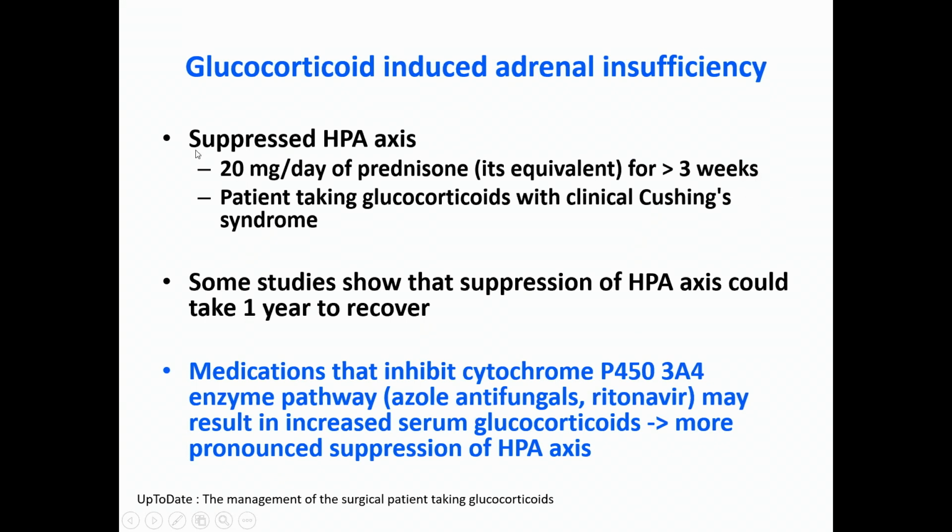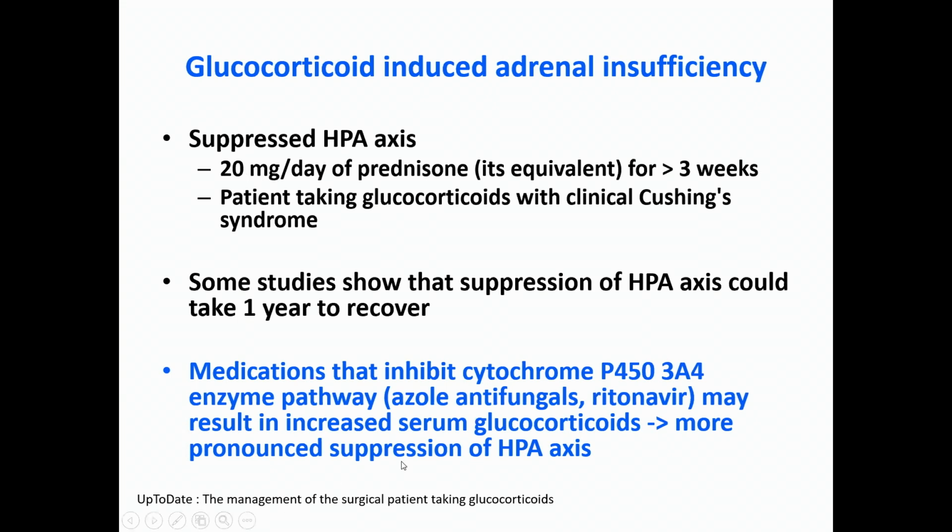You will likely have a suppressed HPA axis if they've been on more than 20 milligrams for over 3 weeks. And also in this group, if they clinically look Cushingoid to you, even if they're on lower doses, you may want to assume that they have a suppressed HPA axis. Some studies show that the suppression of the HPA axis could take up to 1 year to recover.